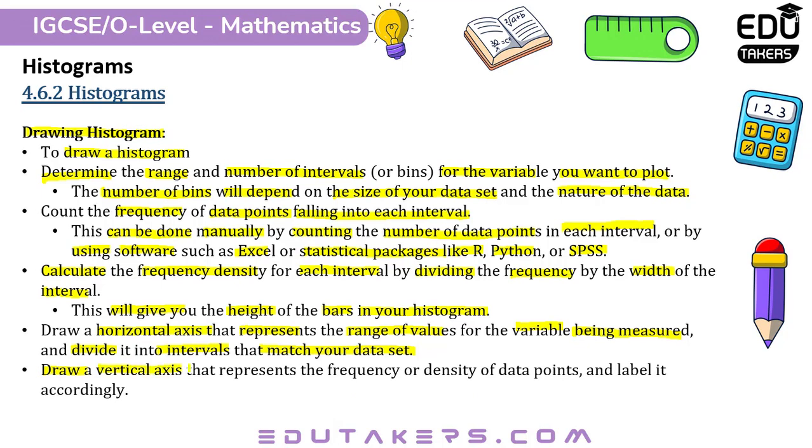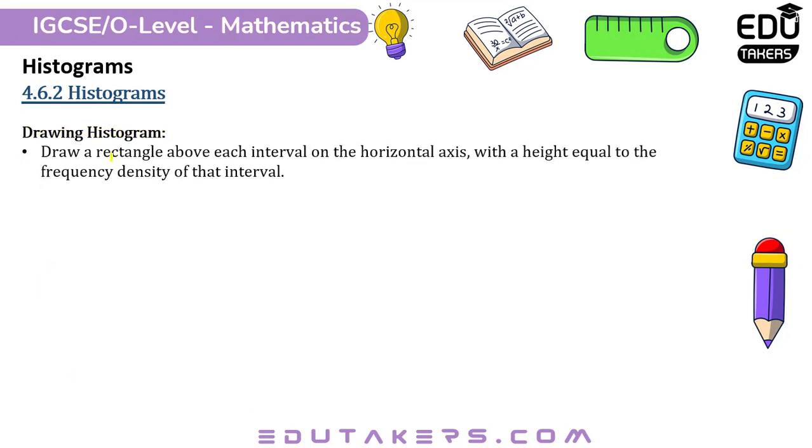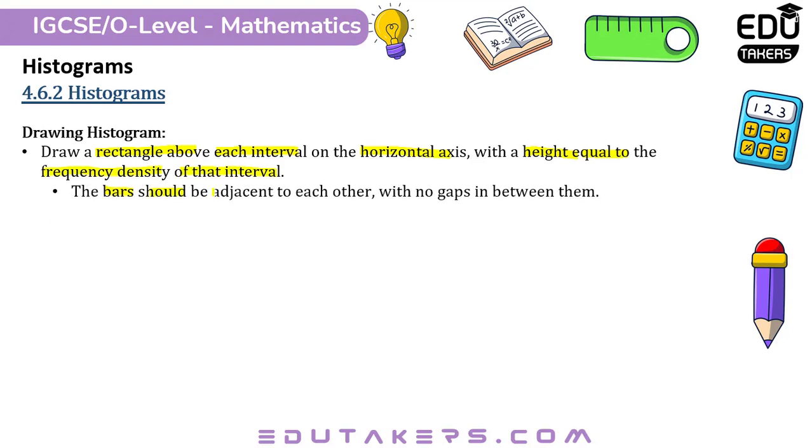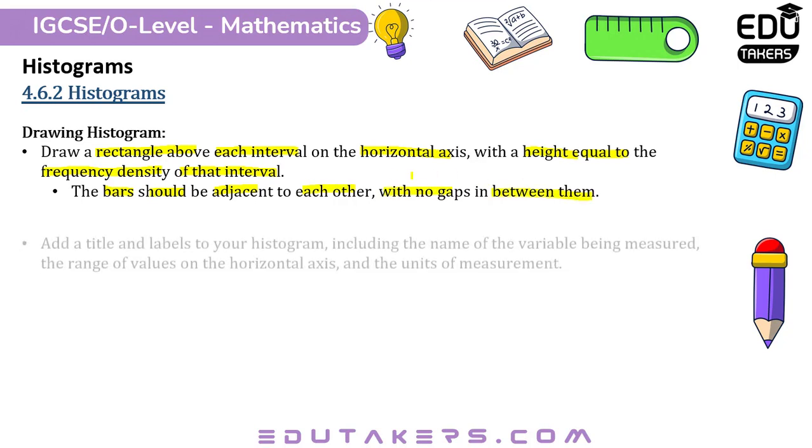Draw a vertical axis that represents the frequency or density of data points and label it accordingly. Draw a rectangle above each interval on the horizontal axis with a height equal to the frequency density of that interval. The bars should be adjacent to each other with no gaps in between them.